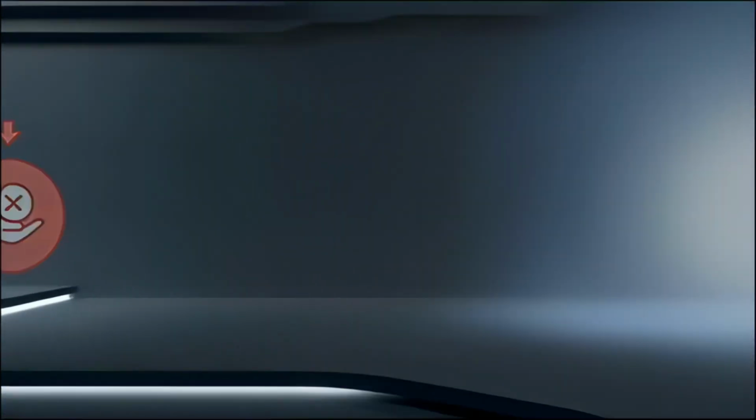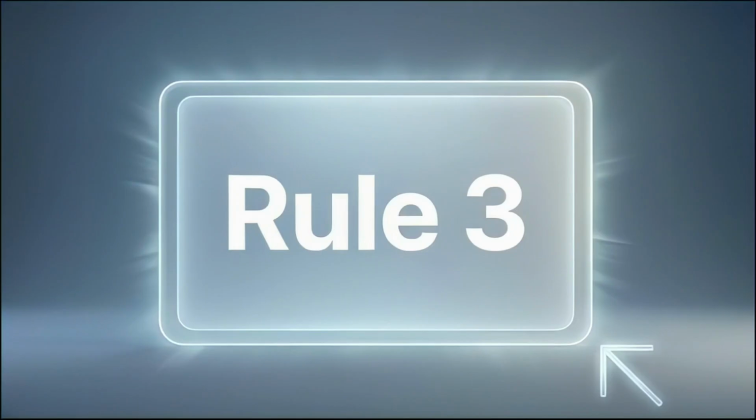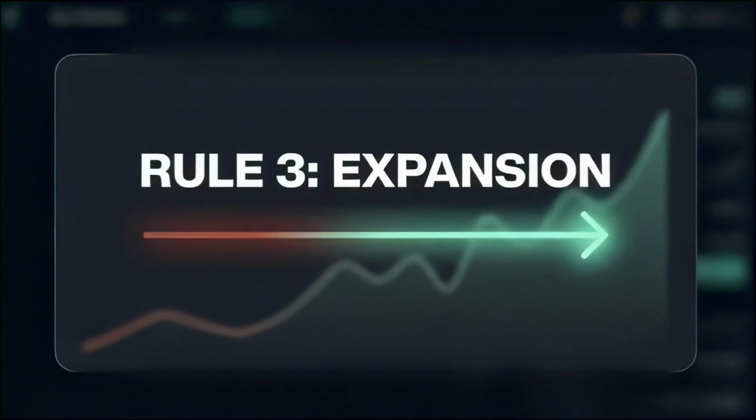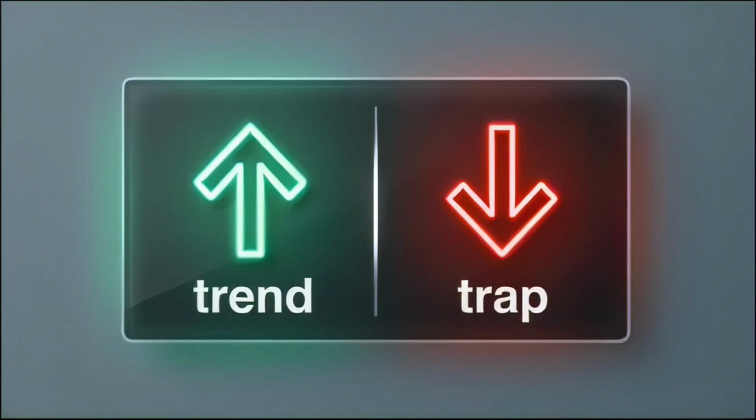That is Rule 3, the one almost nobody checks before they take the trade. And it is exactly where we are going next. Rule 3. Check whether the market's typical movement is expanding or shrinking at the exact moment the line flips, because that one detail decides whether the flip is a trend starting or a trap closing.